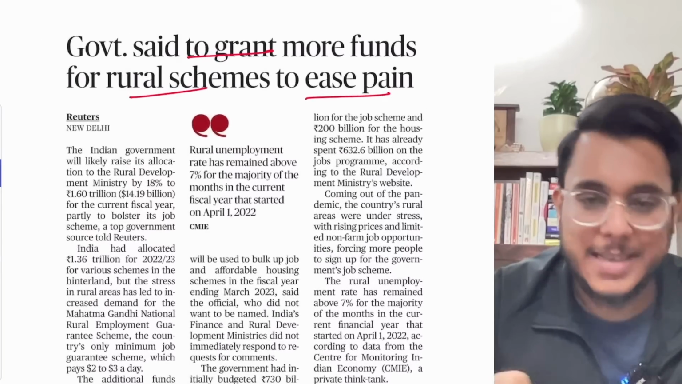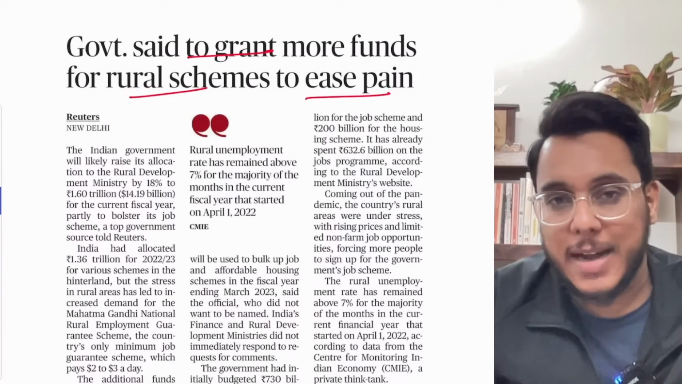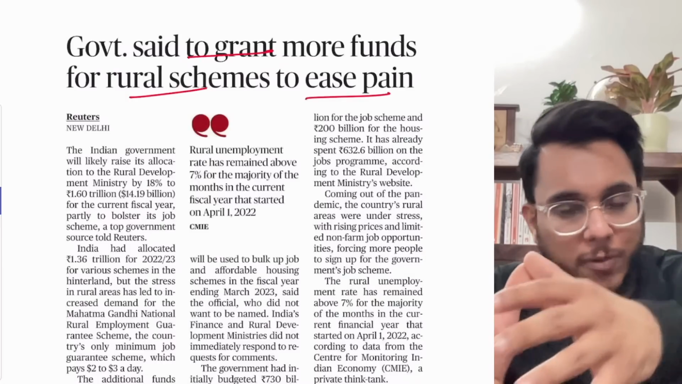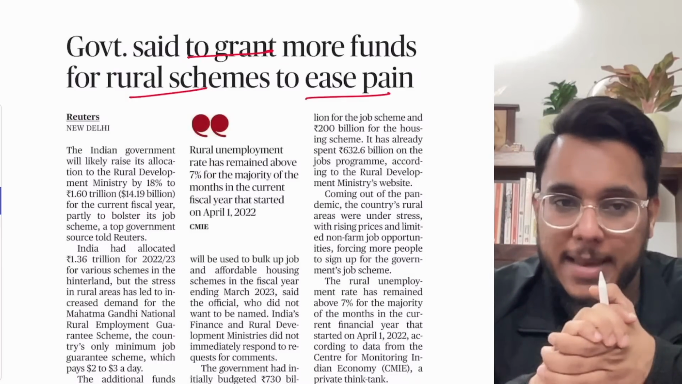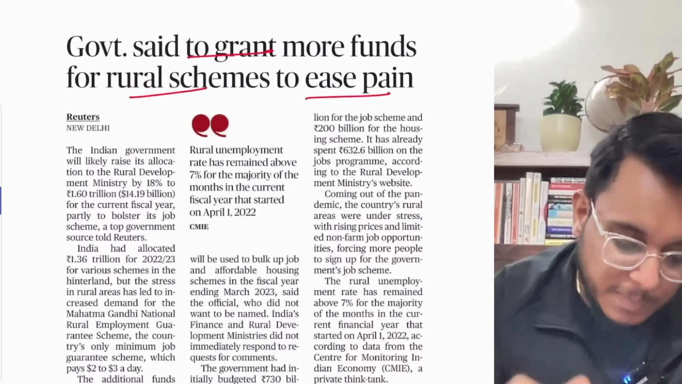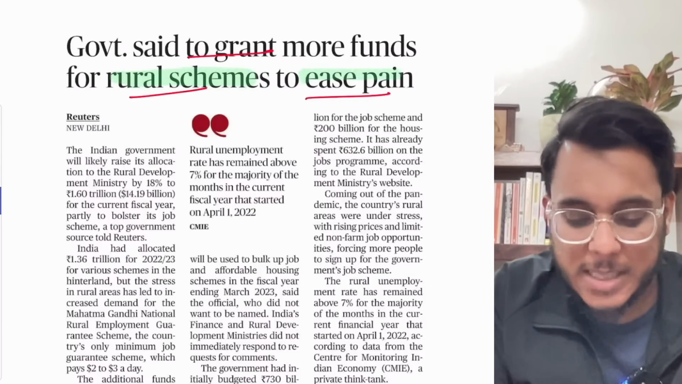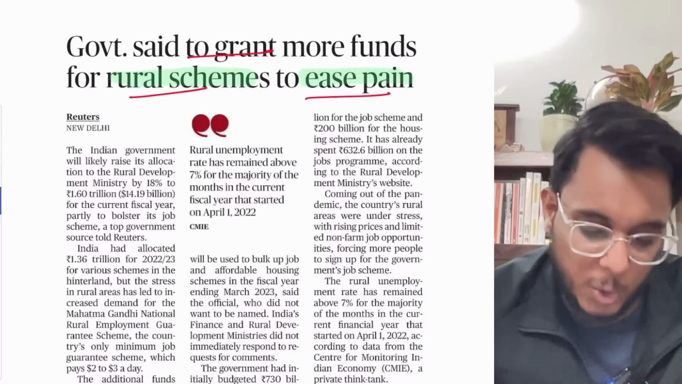Now, guys, you see this particular thing: during the time of the COVID-19 pandemic of 2020, a lot of reverse migration happened into the rural areas. Large numbers of people reached the rural areas, and therefore we find that the rural schemes are very important to ease the pain of the people who have reached the rural areas.